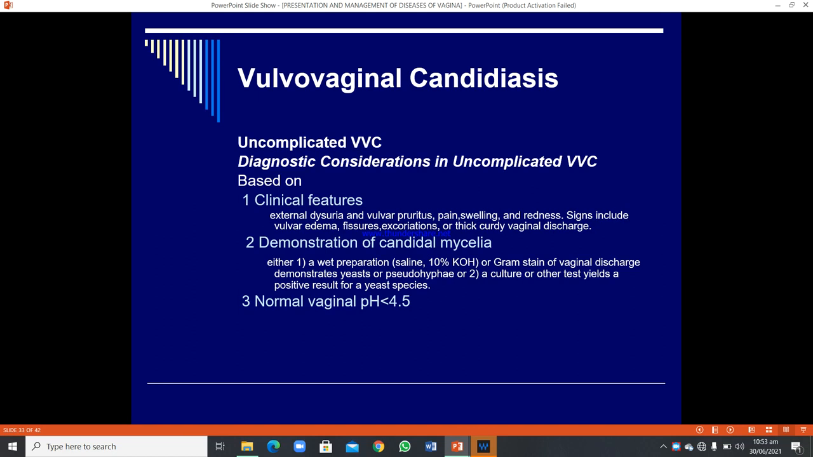Diagnostic consideration in uncomplicated VVC is based on, number 1, clinical features: external dysuria and vulvar pruritus, pain, swelling, and redness. Signs include vulvar edema, fissures, excoriations, or thick curdy vaginal discharge. Demonstration of candidal mycelia, either number 1, a wet preparation, saline or 10% potassium hydroxide, or Gram stain of the vaginal discharge demonstrates yeast or pseudo-hyphae, or 2, a culture or other test yields a positive result for a yeast species. Number 3 is the normal vaginal pH, less than 4.5.